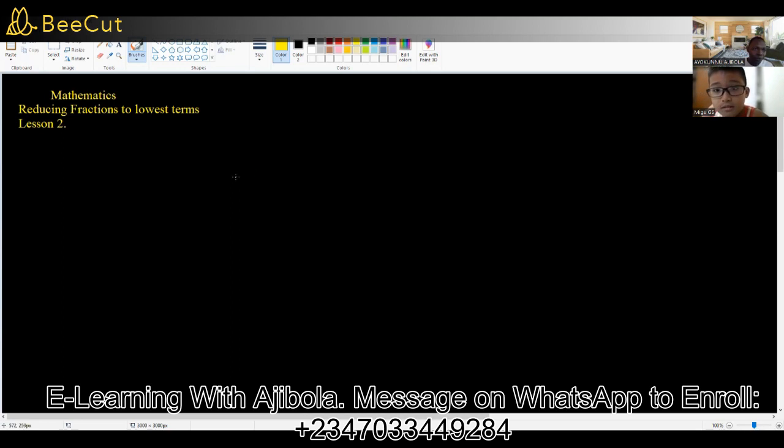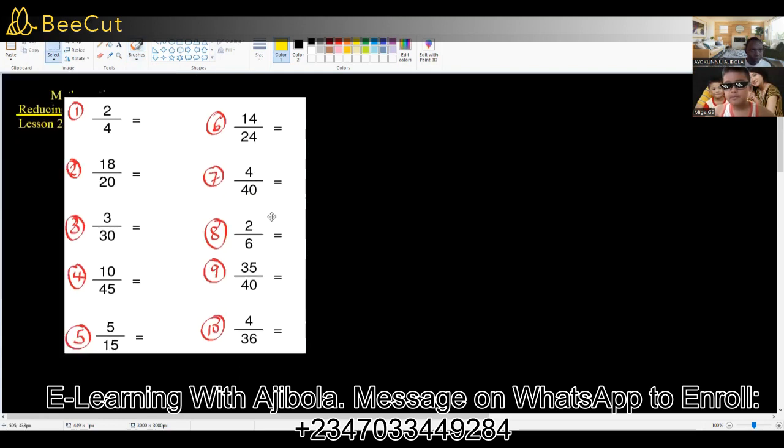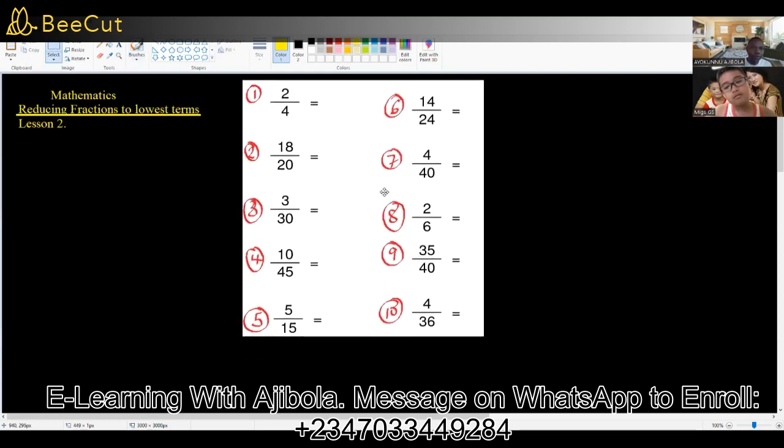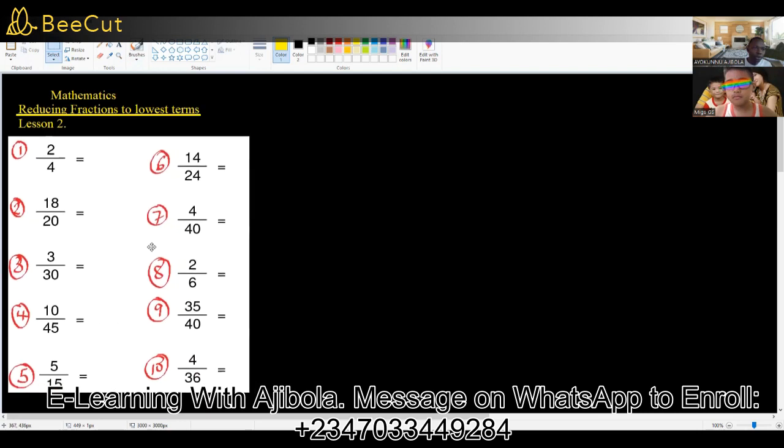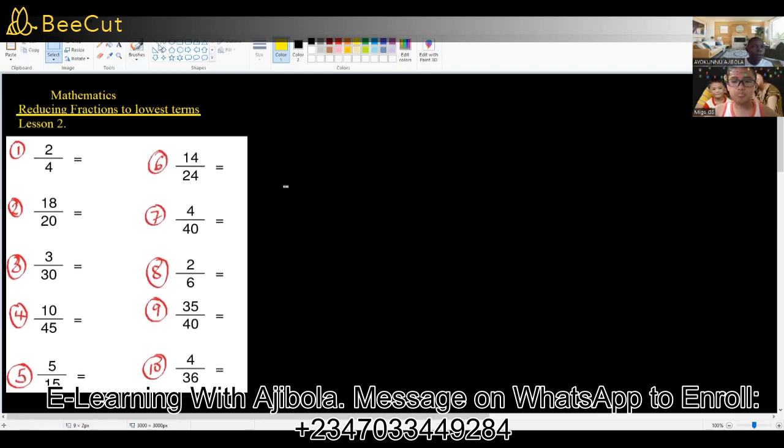And this is lesson 2 under the same topic, reducing fractions to the lowest term. All right. We'll be looking at some questions right away. We'll look at about 10 questions to be able to see how to reduce fractions to the lowest terms. So let's consider these questions. These are questions 1 through 10. Now, the first one there says 2 over 4.